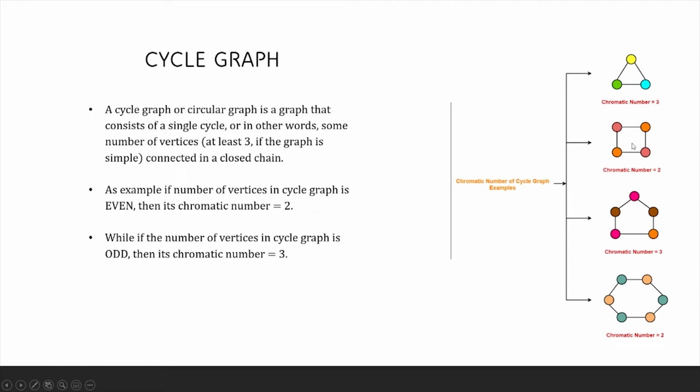If the cycle graph is even, with 4 vertices and 6 vertices, the chromatic number will equal 2 because the cycle graph is even. While if the number of vertices in a cycle graph is odd, then its chromatic number will equal 3. So if the vertices are 3 and 5, which are odd numbers, the chromatic number will equal 3.